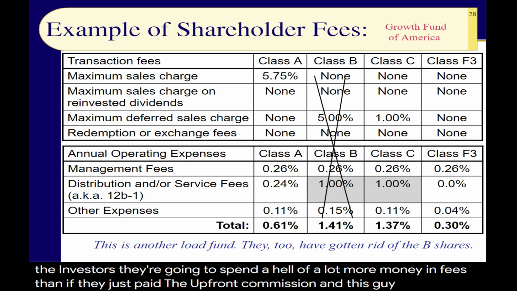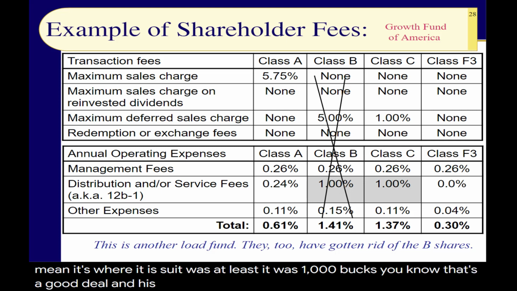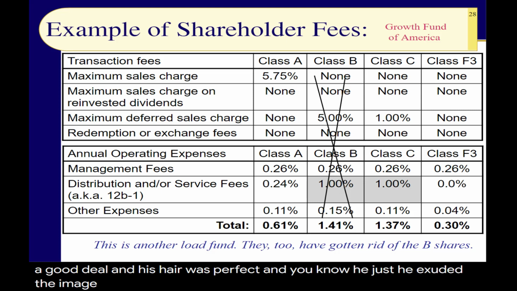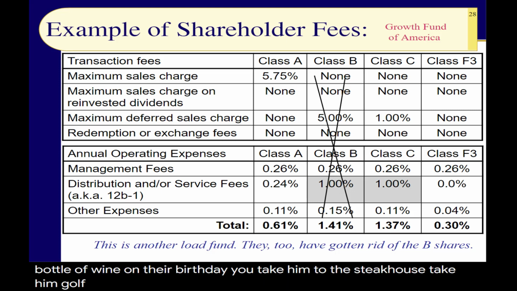And this guy, I swear, his suit was at least $1,000. That's a good deal. And his hair was perfect, and he exuded the image. And he said, "What are you worried about? You send them a bottle of wine on their birthday, you take them to the steakhouse, take them golfing, they'll love you."